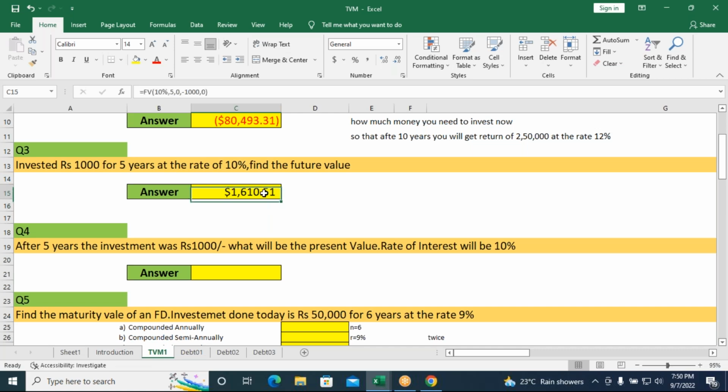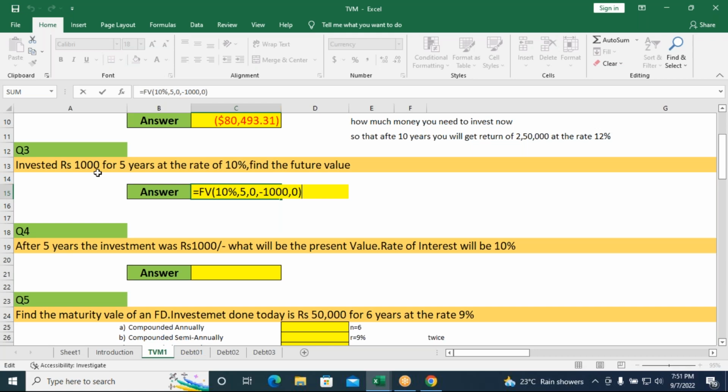Okay. For the formula, it is future value that I'm looking for, and the rate of interest I'm going to get is 10%. And the NPER, that is the number of years, is 5 years I'm looking at the investment. So 0 is because I don't know what the payment is. And today I'm investing 1,000 rupees. That is money going from me, so that is minus 1,000.